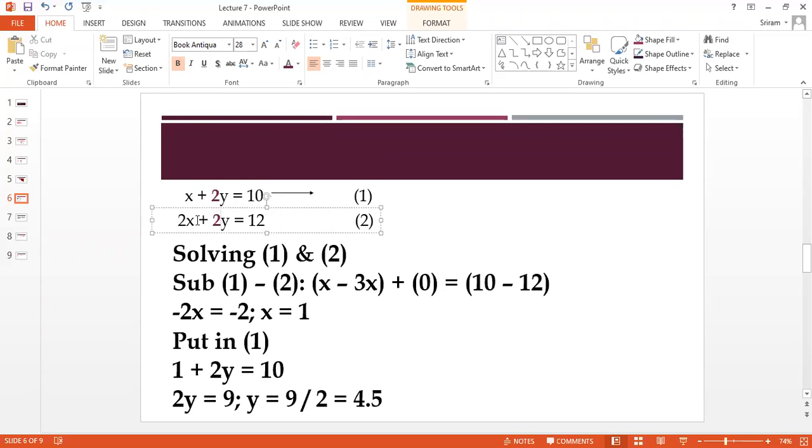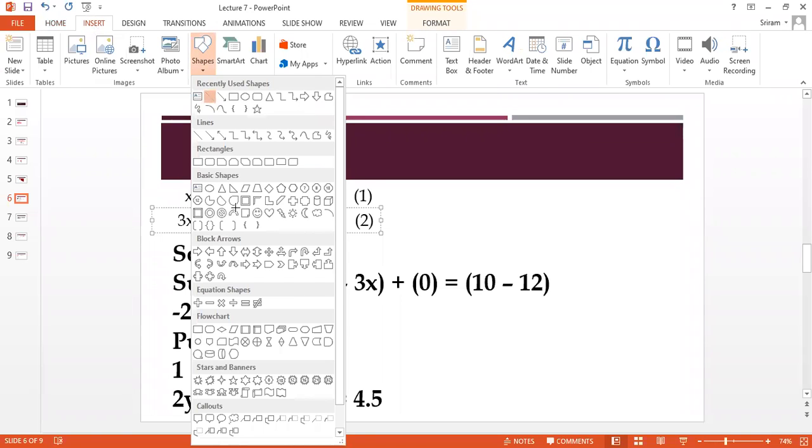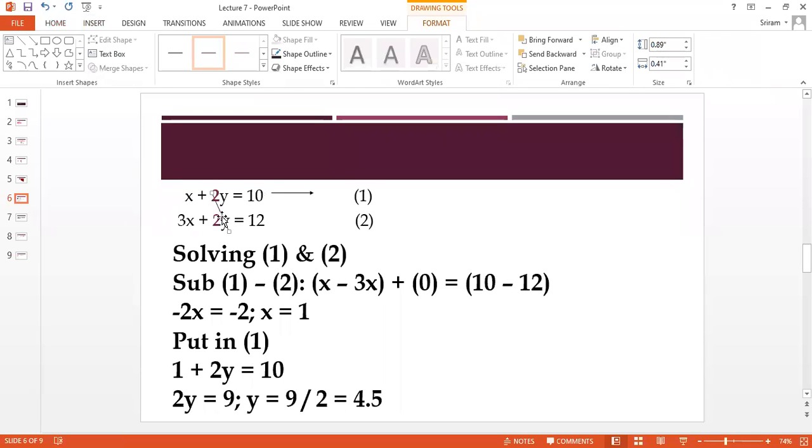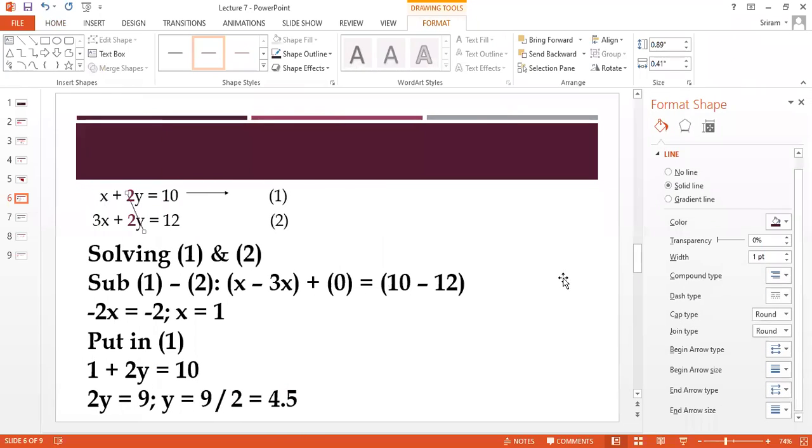But here we are having the same number, so I am going to subtract directly. When we subtract directly, I am having 2y, 2y. So when I subtract 2y minus 2y, this will become 0. The value of 2y will get cancelled, so we will have only the first one.